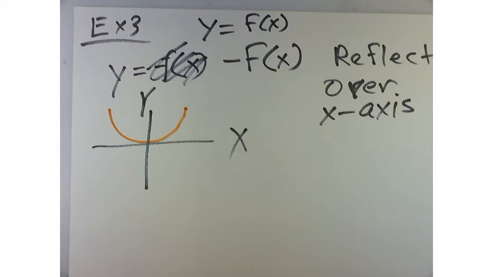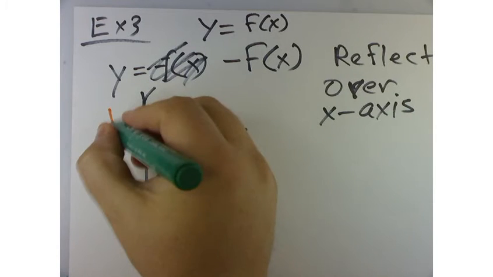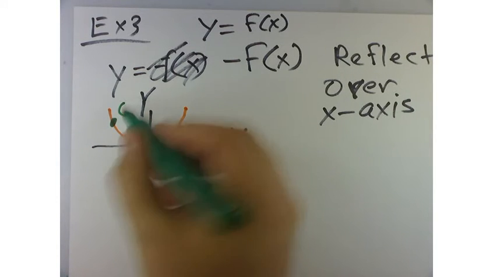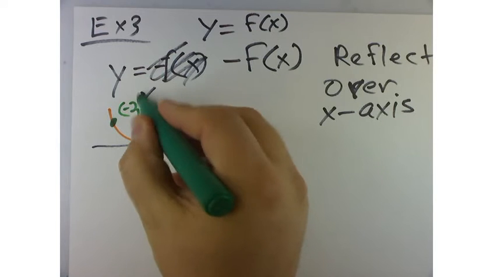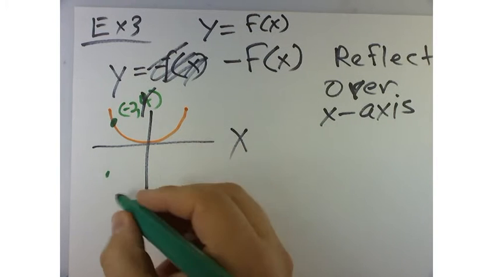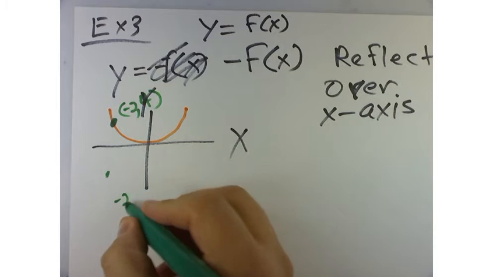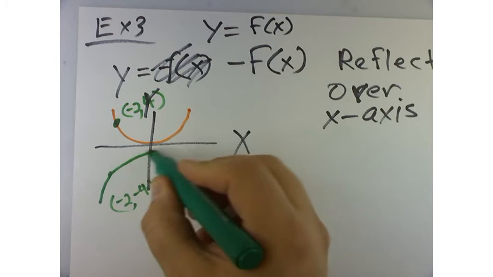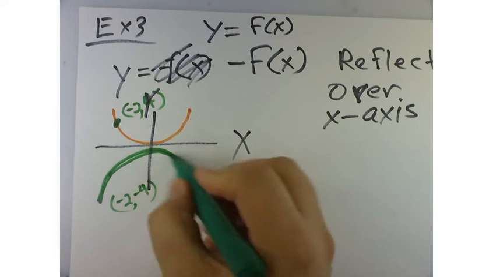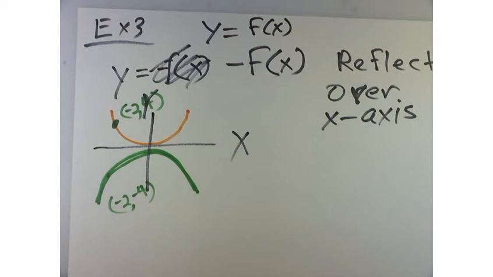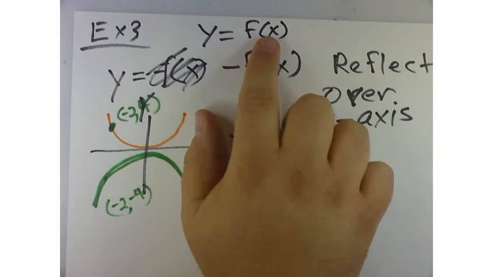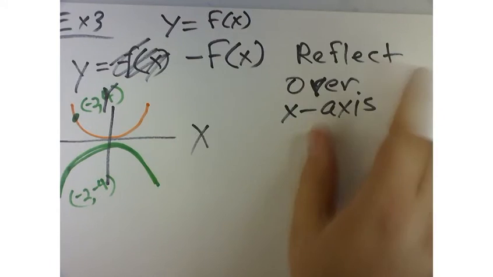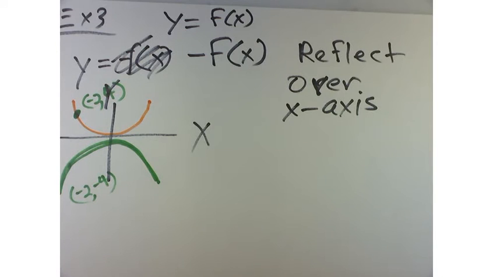okay? The x values stay the same, but they're reflected over the x-axis, whatever this value is. Let's assume it's -2, 4. Then I would come down here and say -2, -4. So whatever the y value is, I just reflect that. Okay? And that would give me a perfect reflection over the x-axis. So whatever f of x is, I'm just going to take the negative of that, and that's how you reflect over the x-axis. Now to reflect over the y-axis is a little different.